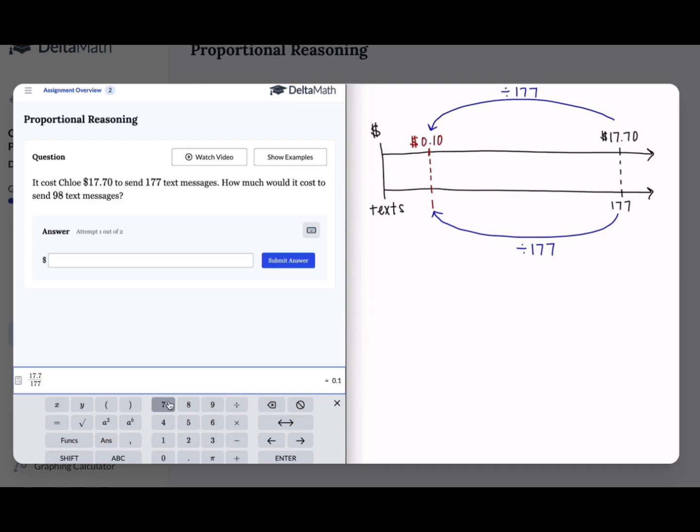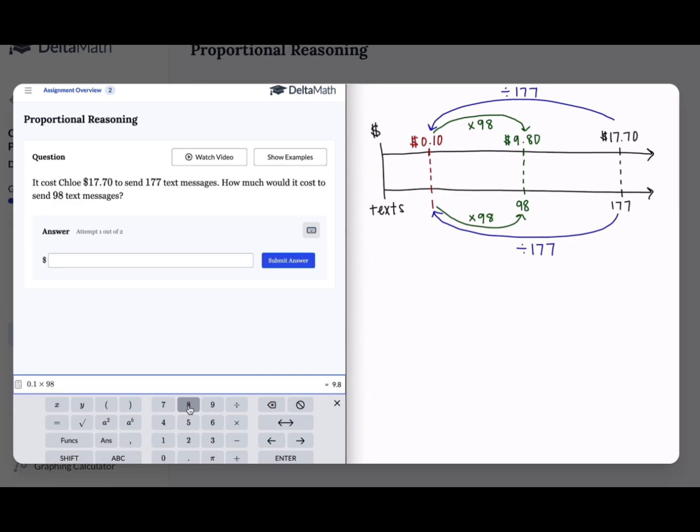Now we will use this to find how much it costs for 98 text messages. So let's put 98 texts on the line here. So now we have an unknown cost in dollars. So we have to multiply one text by 98 to get 98 texts. So then we have to multiply 10 cents by 98. And 0.1 times 98 is equal to 9.8. So that means it would cost $9.80 to send 98 text messages.